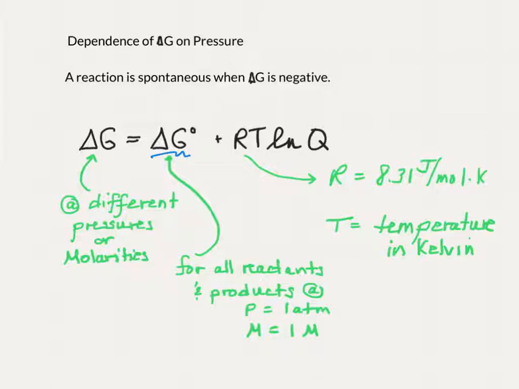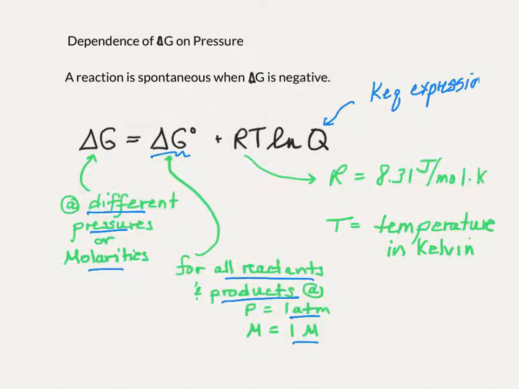Delta G0 is when all reactants and products are at 1 atmosphere or 1 molar. This is the delta G we've been calculating so far. Delta G is what happens when we change some of these molarities. Okay. R is 8.31 joules per mole Kelvin, temperature is in Kelvin, and Q, remember, is our Keq expression, but not necessarily at equilibrium. Okay, so products over reactants raised to their coefficients.